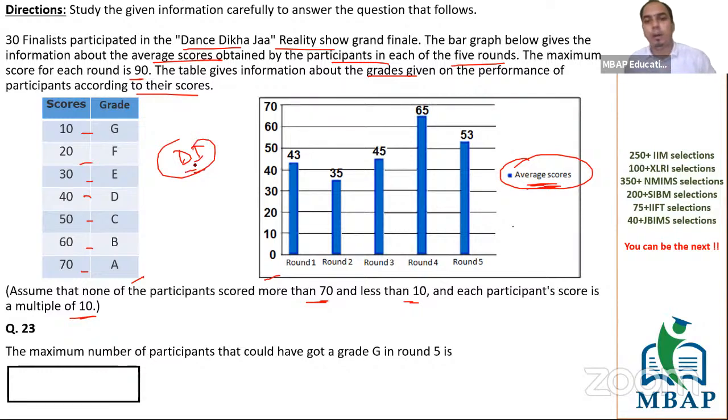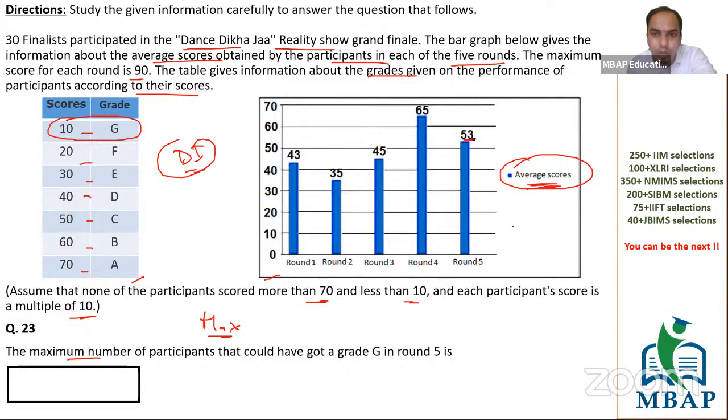Now, look at the question. The question is asking the maximum number of participants who could have got grade G in round 5. What is G? G is 10. Now this is a DI set of maxima and minima. Compare that with the scatter plot graph in your mind: in the scatter plot question, it was direct information that we were getting. Are we getting information here with regard to the participants and the score directly? No. When it comes to round 5, this is again going to be combinations.